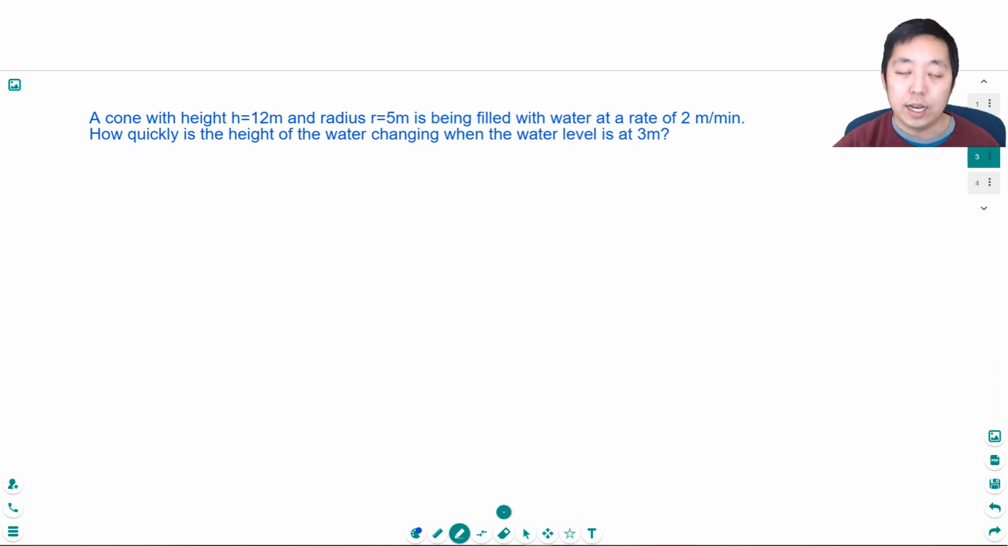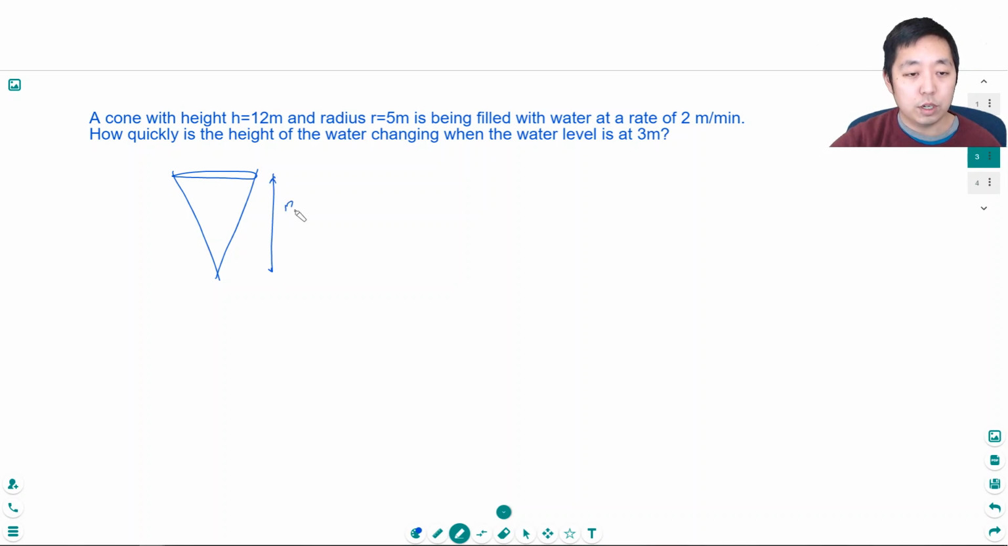As usual, I suggest you pause the video, attempt the problem, and then come back after you've tried the problem. So I have a cone with height 12 meters and radius 5 meters, and just so we're all clear, this is what a cone looks like. It is being filled. Now, if you had assumed it was upside down, that's fine. But in general, I would do it like this.